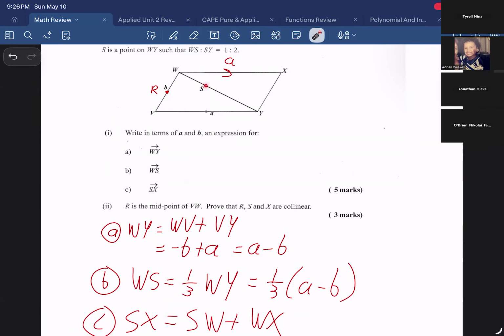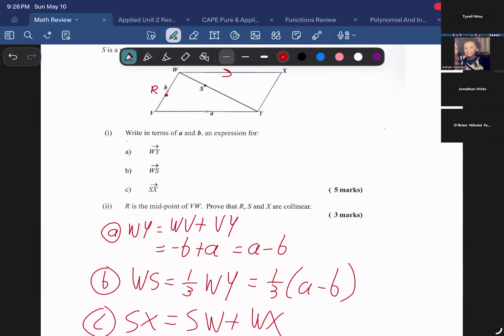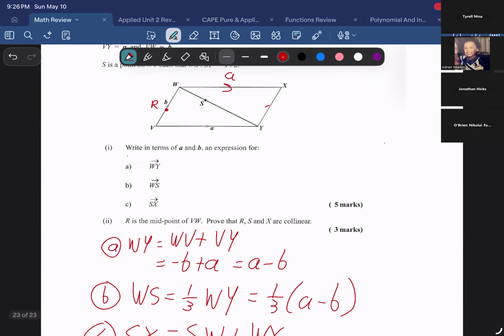SX will be S to W plus W to X. So when I go S to W, that will be minus WS, obviously, because we're going in the opposite direction. And then W to X would be A. How is that A? Because it's a parallelogram. Just make sure you can see it. Because it's a parallelogram, this A will hold here, and this will also be B.